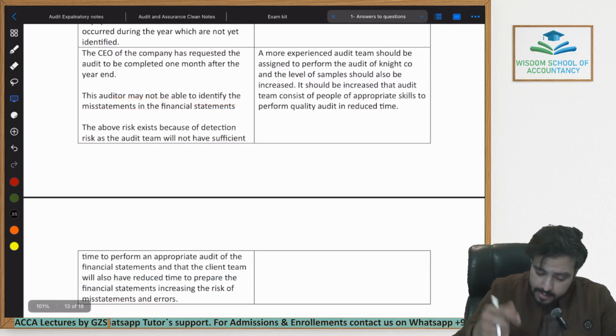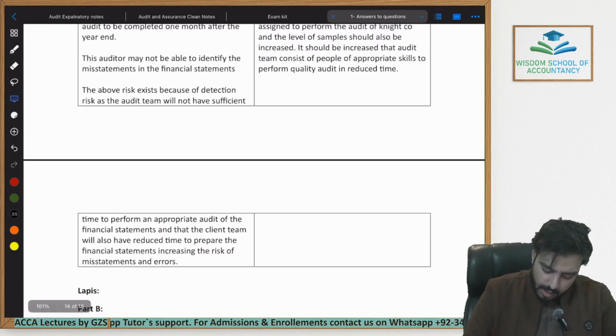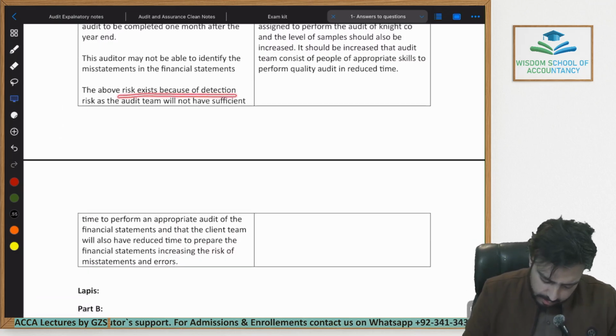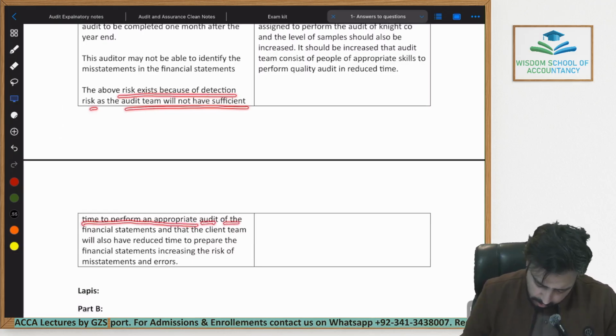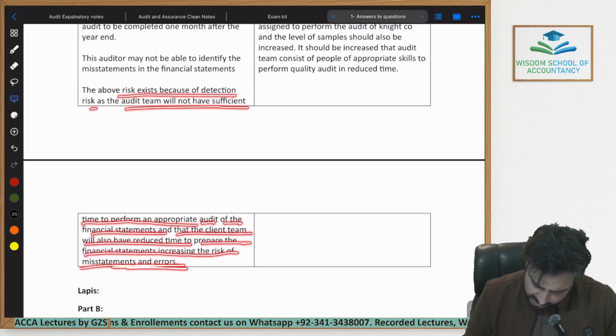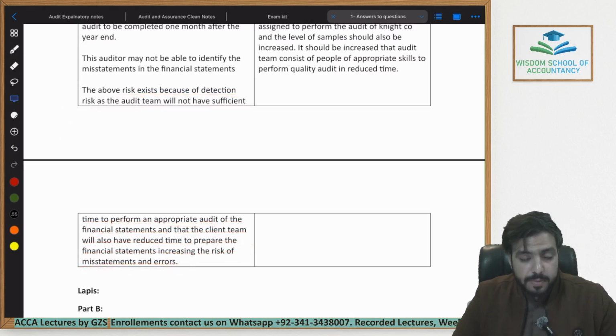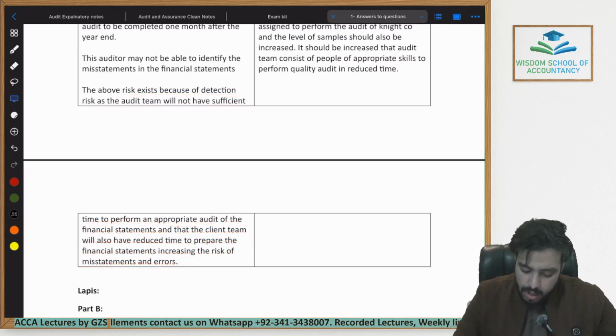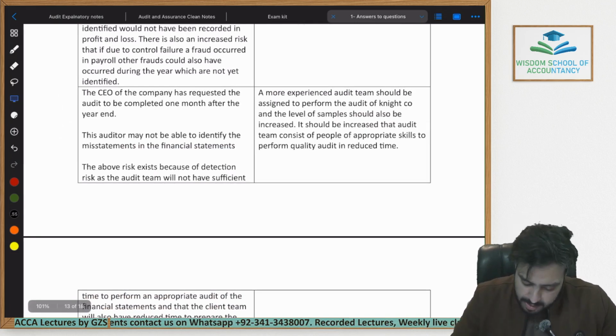Why does this risk exist? Because of two reasons. The above risk exists because of detection risk, as the audit team will not have sufficient time to perform an appropriate audit of the financial statements, and the client team will also have reduced time to prepare the financial statements, increasing the risk of misstatements and errors made by the management within the financial statements as well, due to the low amount of time remaining.